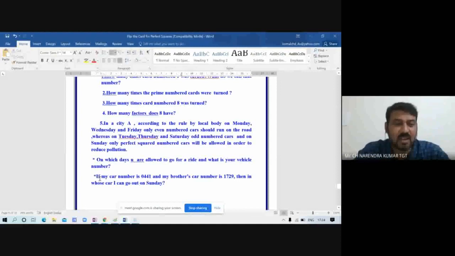And similarly, if my car number is 0441 and my brother's car number is 1729, Ramanujan's number, then in whose car can I go out on Sunday? The student will come to know which one is a perfect square. For Sunday, it should compulsorily be a perfect square number. So we will get some idea. Okay, ma'am, that's all.